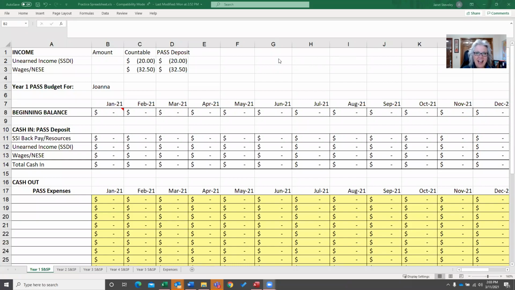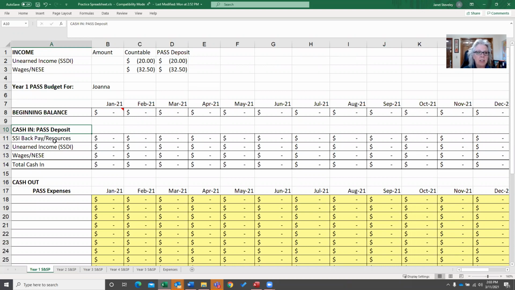Hello again. In this video, I want to show you how contributions are added to the pass account. If we start here in cell A10, you'll see that this line has to do with cash in, or what is being deposited into the pass.